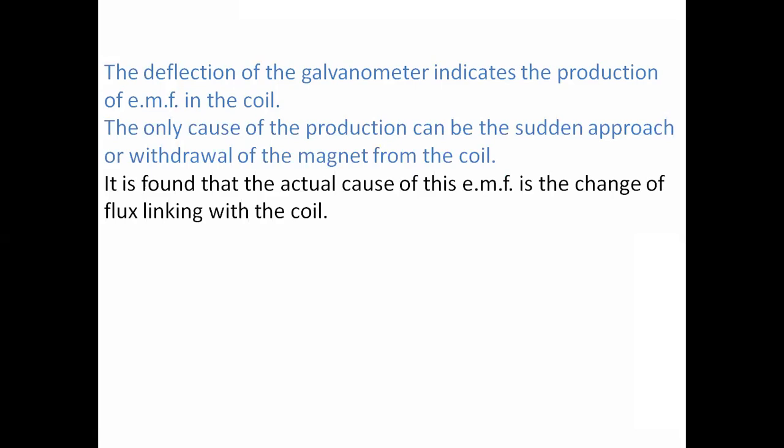So it is found that the actual cause of this EMF is the change of flux linking with the coil. The reason for the production of this EMF is the change of the flux linking with the coil. The flux links with the coil, and due to that the EMF is generated, and that flux linkage also changes. Just connecting it does not produce the EMF; the flux linkage also changes. That change of linkage is possible by moving the magnet front and back, or changing its position.